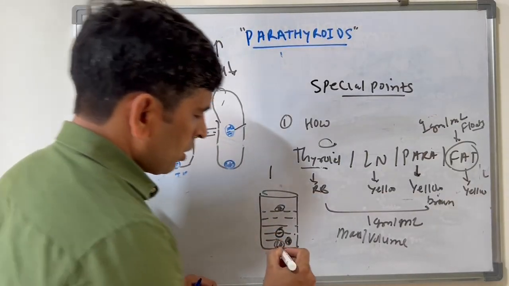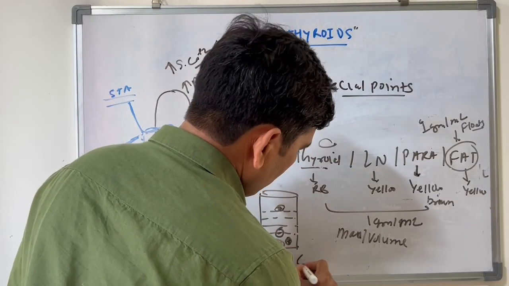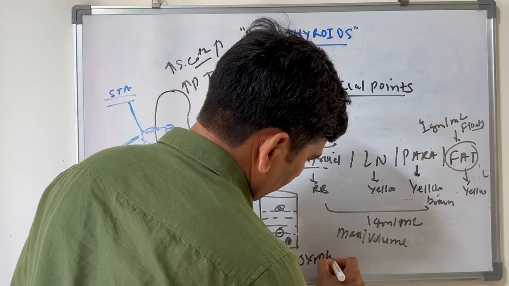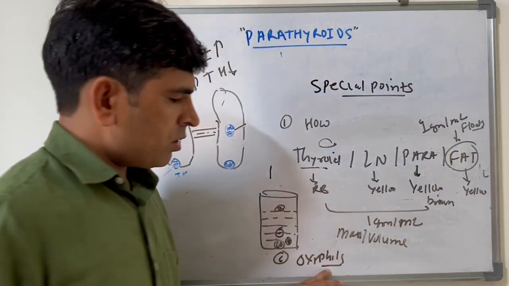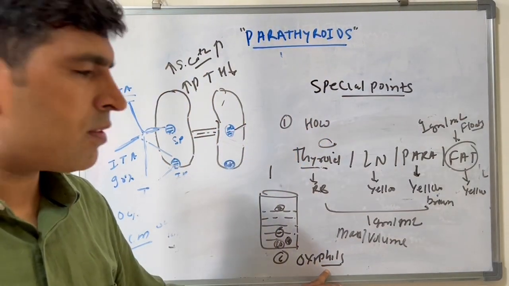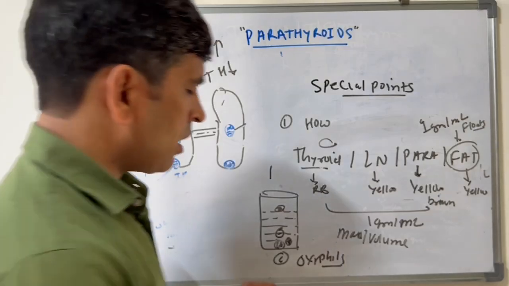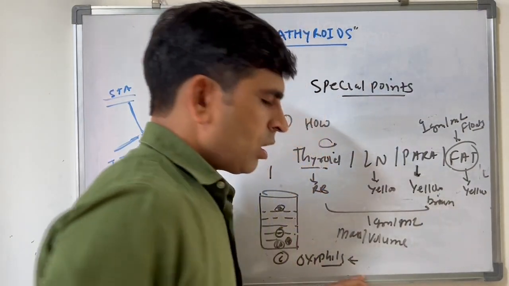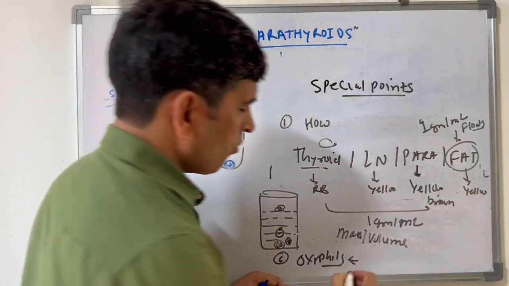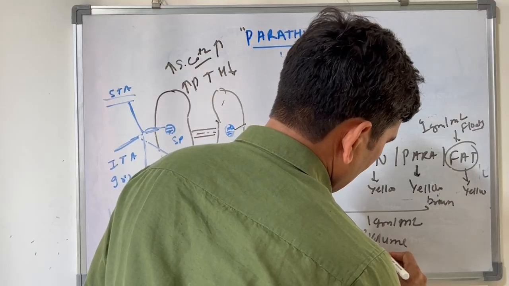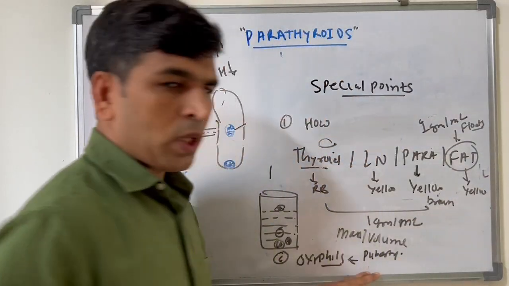Second special point is oxyphil cells. This second type of cell, the oxyphil cells, is unknown in function and they are not present in childhood. They come at puberty. So these cells appear at puberty.